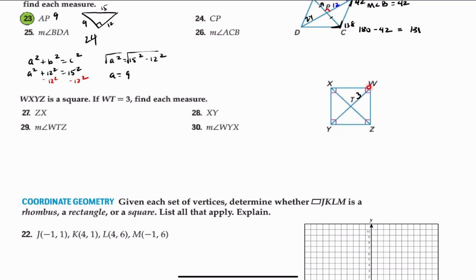WTZ, that's easy. Remember, what do the diagonals do? They intersect at how many degrees? And then the measure of angle WYX. It's really talking about this angle. If this is 90 degrees, how long is that angle?